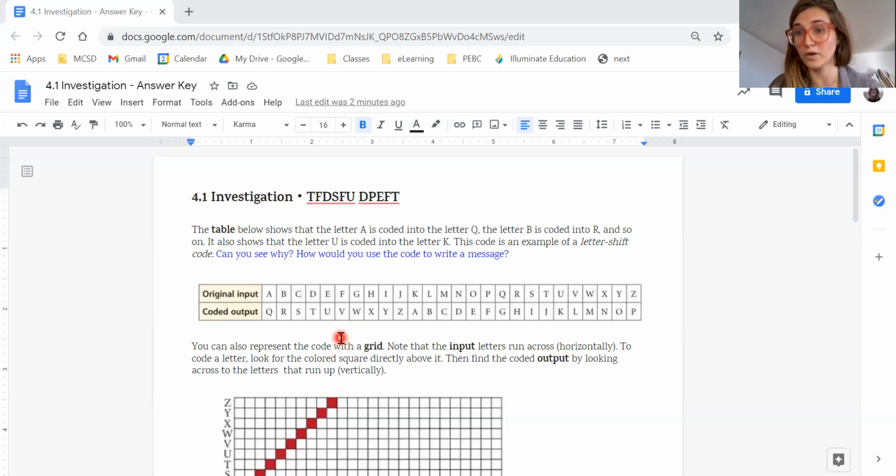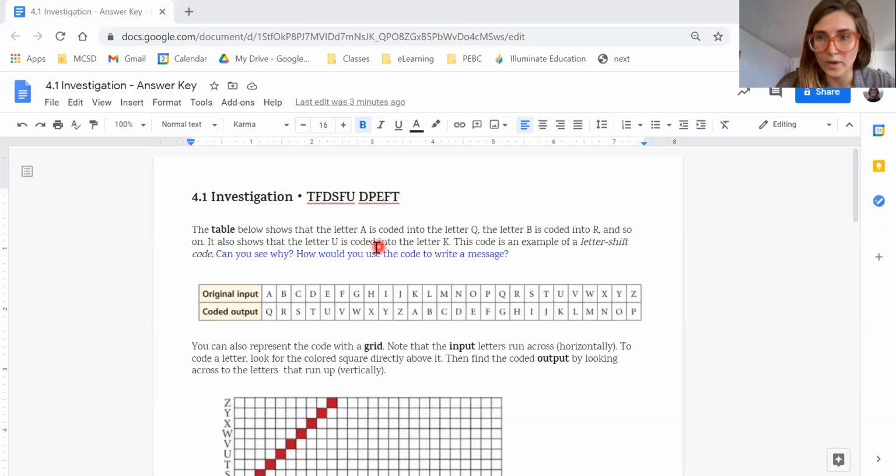That all being said, I'm going to walk through it with you guys because, like I said, it seemed like there's some confusion on it. I think it looks kind of confusing, but it's pretty straightforward once you get the hang of it. So first thing first is we have this table. So this table below shows that the letter A is coded into the letter Q, the letter B is coded into R, and so on. It also shows that the letter U is coded into the letter K. And this code is an example of a letter shift code.